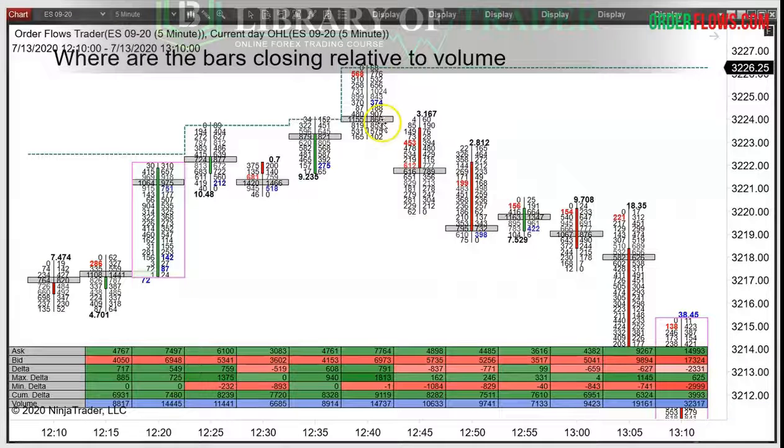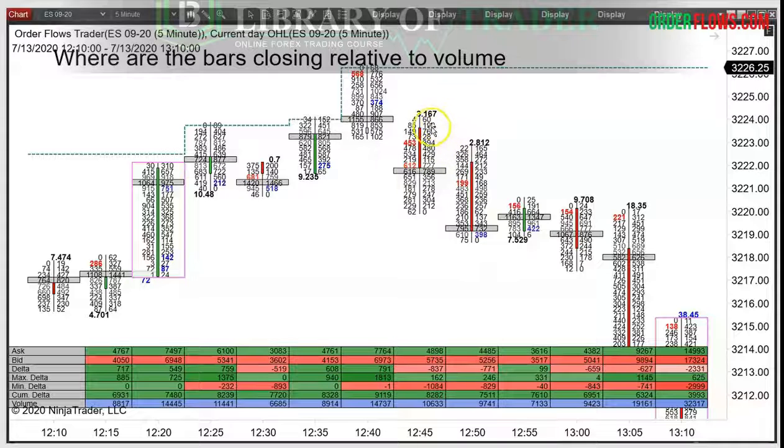But you can see there's heavy volume on the offer. Here's 1024 versus only 231. Here's 776 versus 568. And you're not seeing that follow through buying. The market went up, came right back down, closed below all this heavy volume on the offer side. Then we start trading lower.